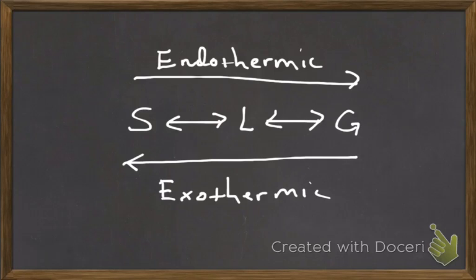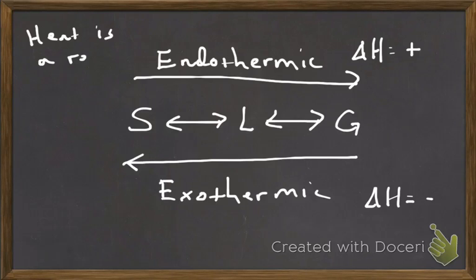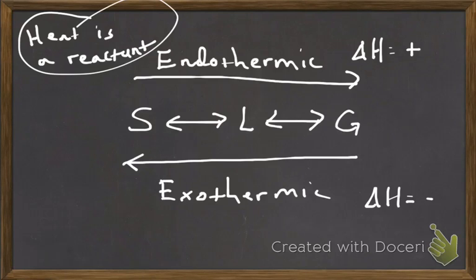Okay? We also know that for endothermic, the delta H is positive. And for exothermic, the delta H equals a negative. We could also say that heat is a reactant for endothermic. Heat is a reactant. And we can say for exothermic that heat is a product.